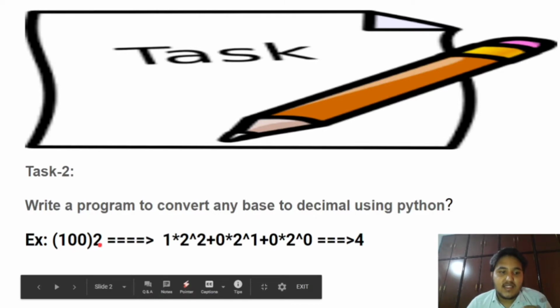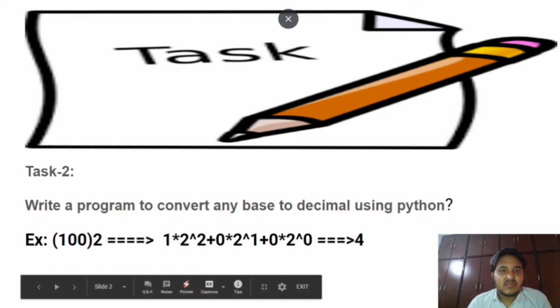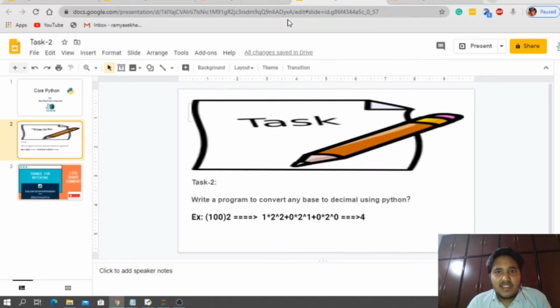An example is given as 100 in base 2. If the given number is in base 2, we need to convert that base into a decimal number. For example, if the given number is in base 3 format, we need to convert that into decimal format. Is this clear? For this, let me open Jupyter Notebook.